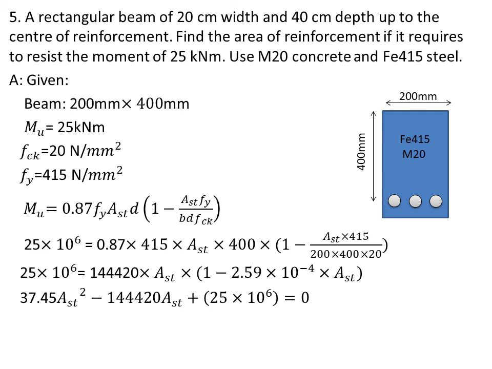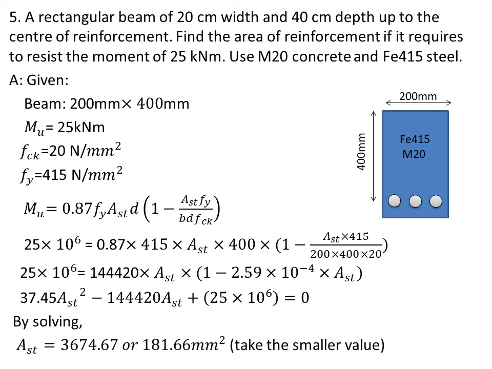So we'll be using the Mu limit formula for the under-reinforced section, that is Mu is equal to 0.87 fy Ast d into 1 minus Ast fy by b d fck. Okay, we substitute the values of Mu, fy, d, fy and b d fck in this equation.